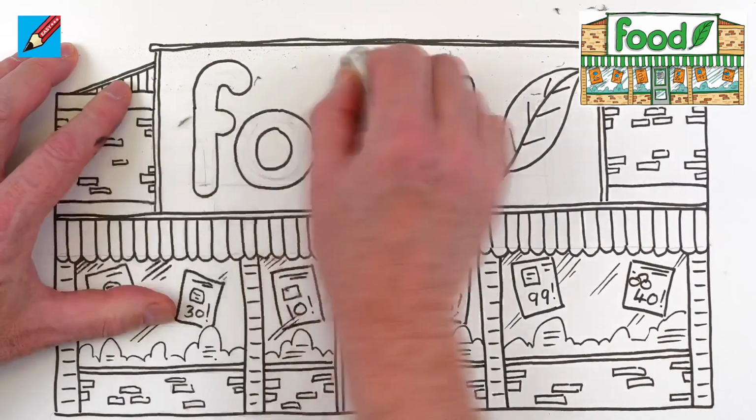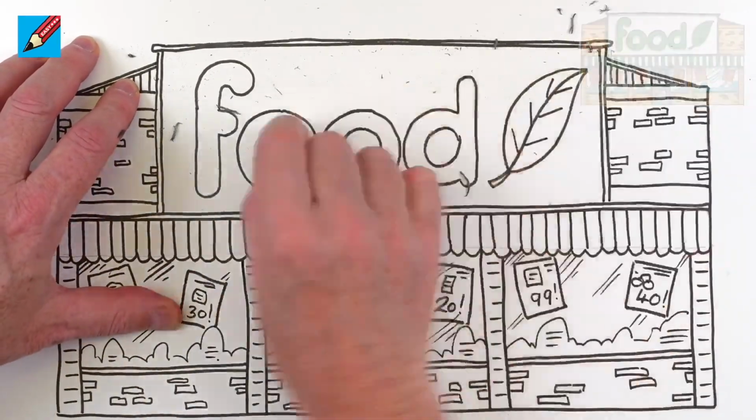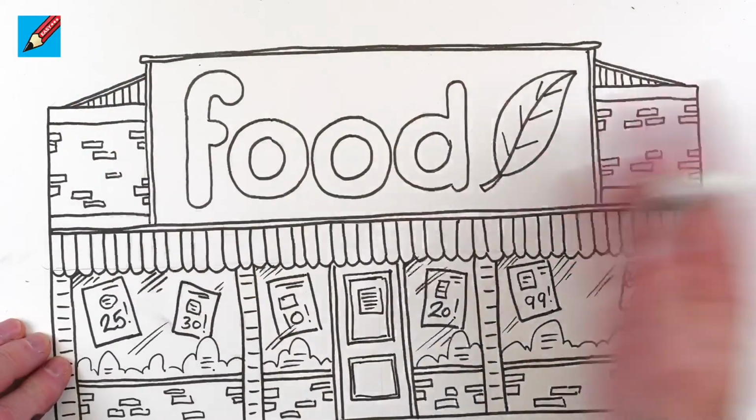And then when you are absolutely sure that the ink is dry, you can erase all those pencil lines and no one will ever know how you planned it out so carefully.